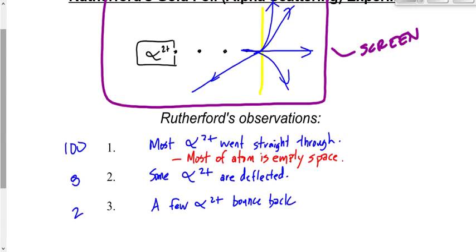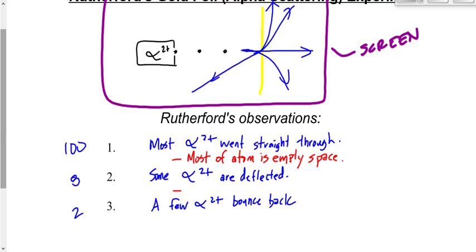What would cause them to be deflected? Maybe there's something in the middle of the football field that would cause the people to be deflected. Maybe something that repels the people running across the football field. What would repel an alpha particle? What would repel a positively charged alpha particle? Something positive would repel a positively charged alpha particle.